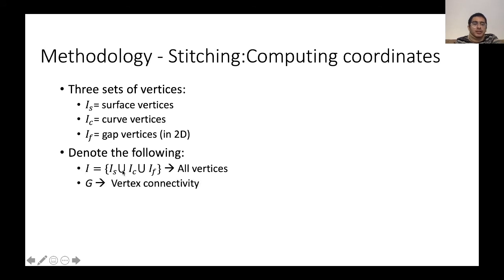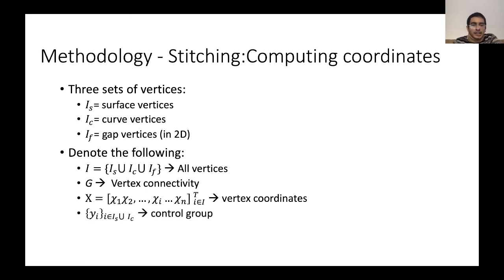You would then store the vertex connectivity of all the gap vertices in G, and then the final coordinates would be stored in the set of X, which then needs to be solved. So you would solve for X leading to the final coordinates of the stitching. And then you also have the control group Y. So the control group just includes basically both the surface and curved vertices and not the gap vertices, because remember, we're trying to solve for the gap vertices, not the surface and curved vertices, which we already know their coordinates.